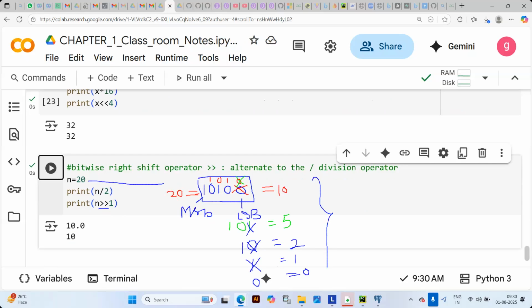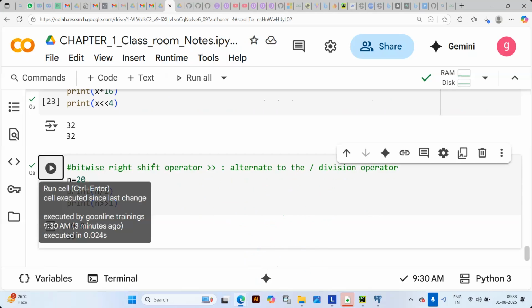This is how, if you want to perform the division operation by 2, 4, 8, 16, 32 like that, rather than taking the division operation, which is a burden to the arithmetic logic unit to perform arithmetically, you apply the right shift operator once, twice, thrice like that, so that you get the equivalent result. This is a scientific observation towards the bitwise right shift operator concept. Clear?